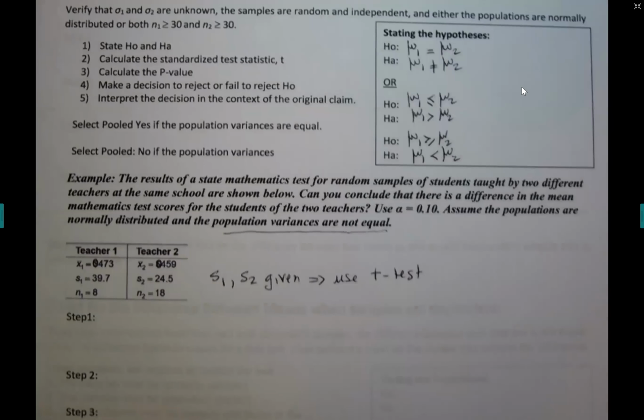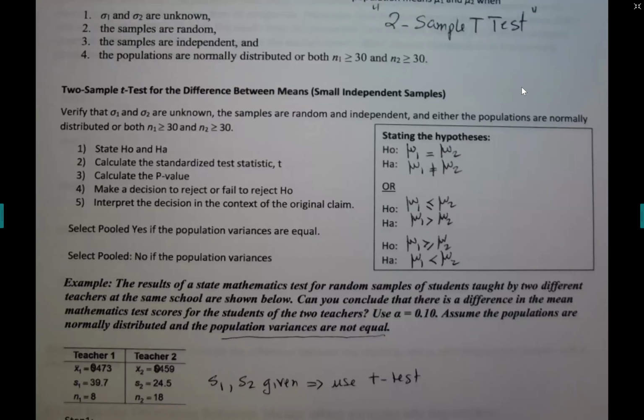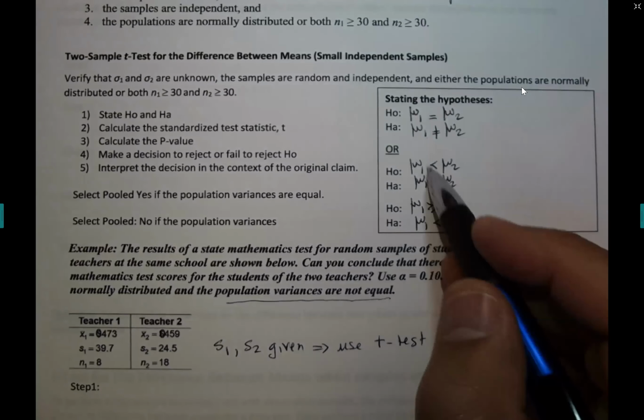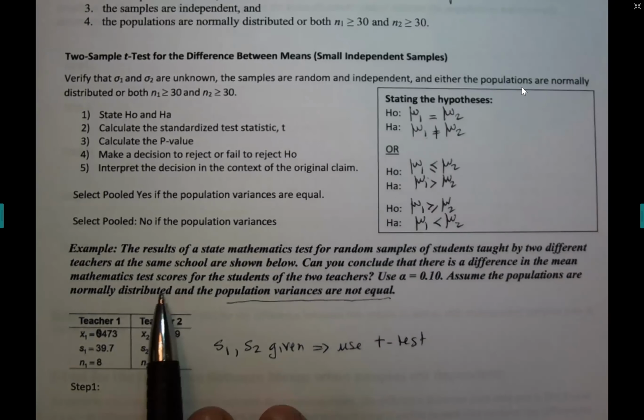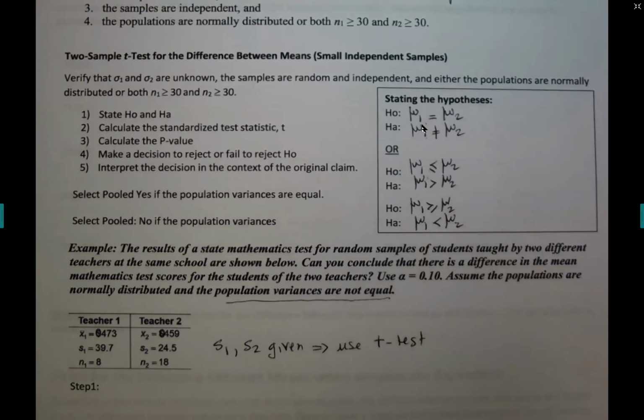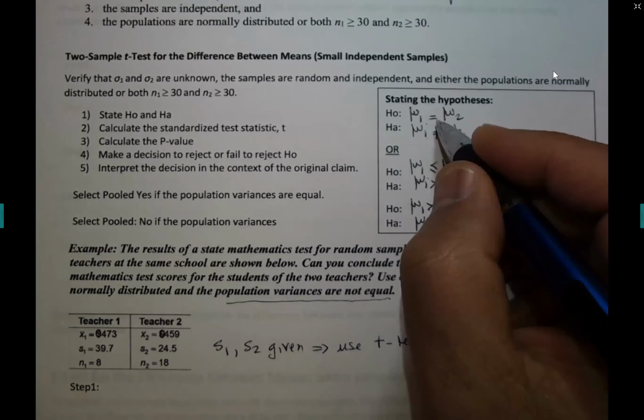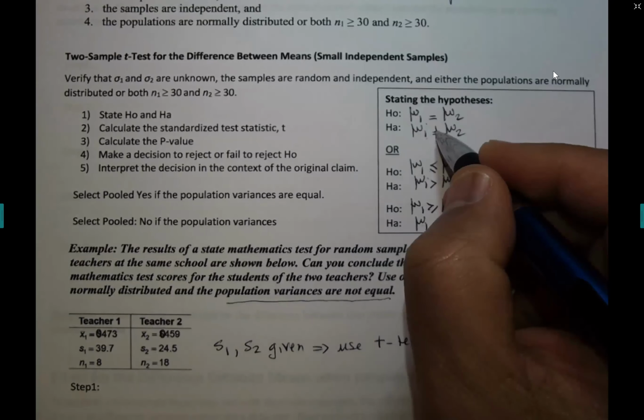Before I proceed, guys, I need your help to tell me which one of those three I'm gonna select here. Test the claim that there is a difference in the mean math test scores for the students of the two teachers. Which one would that be? First, second, or third? Can I have an input from 1, 2, 3 students, please? First, yes. It is the first because that is the difference here, right there, okay?